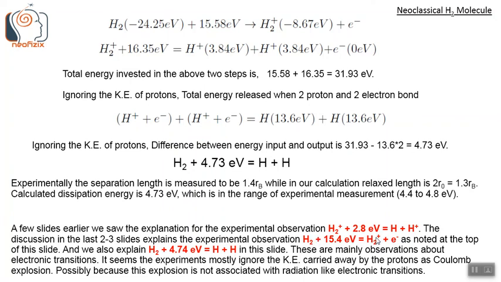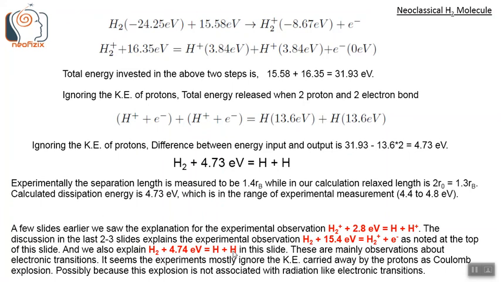H2 plus 15.4 electron volts gives rise to H2 plus and e minus, which is nothing but the ionization of the hydrogen molecule. So if we supply 15.4 electron volts, we can ionize the hydrogen molecule. This was noted at the top of this slide, this reaction shown here. So we have explained that claim also.